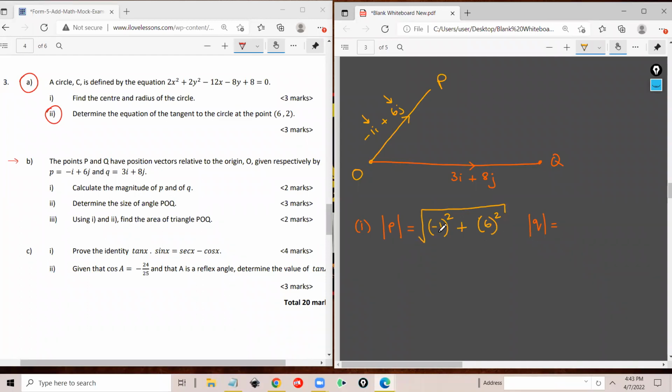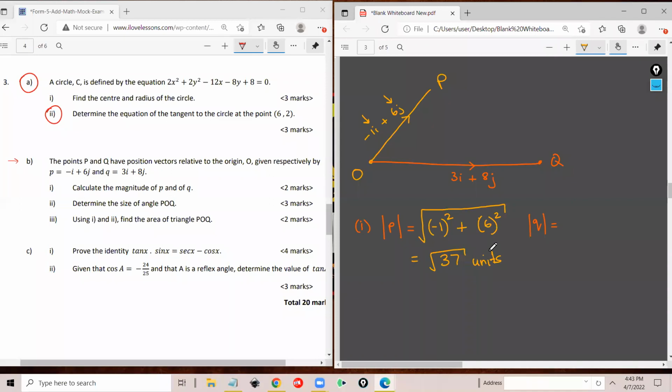This is pretty simple, you can do this in your head. Minus 1 squared is positive 1, because when you square anything in the world, you get a positive number. And 6 squared is what? 36. So you get 1 plus 36, which is the square root of 37. Now you put the word units after to get full marks in the exam.